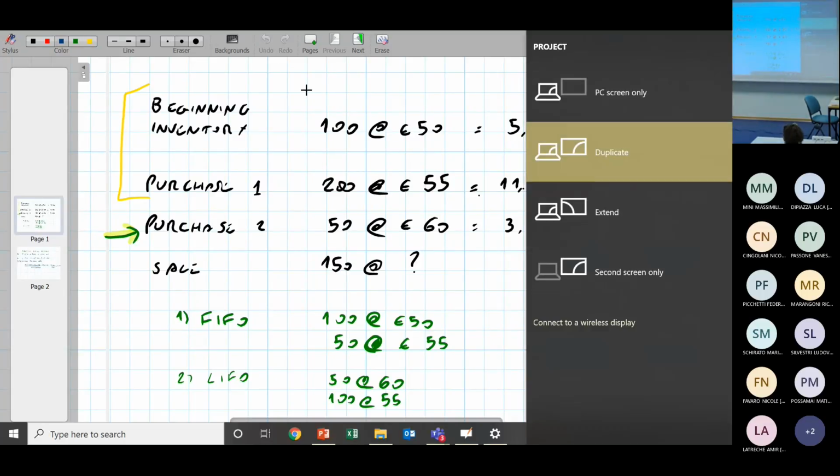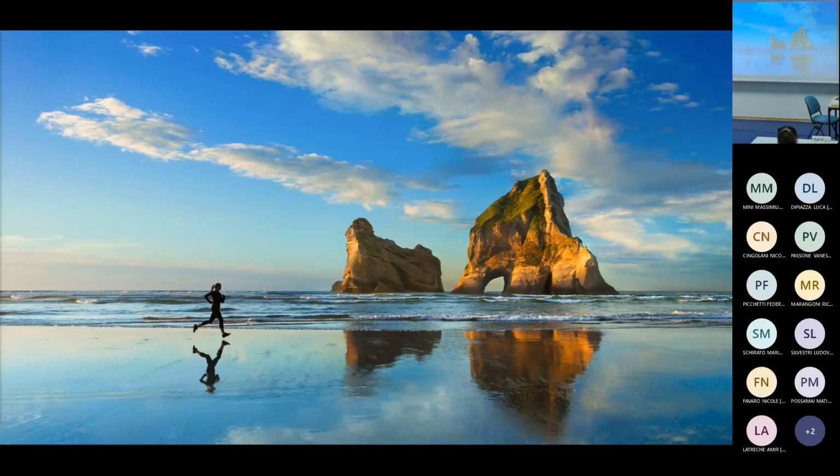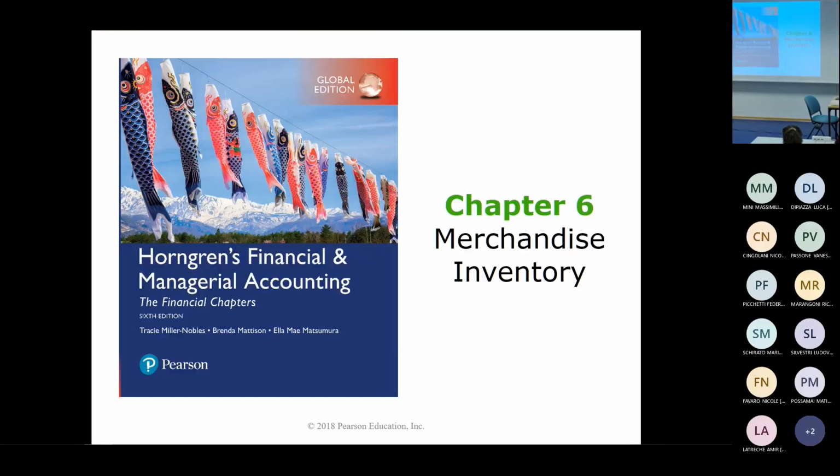All right, so let me now explain a bit better the effects of the different costing methods on the financial statements. We're now introducing a topic which is covered by Chapter 6 of your textbook. Just a second, let me make sure that everything is working. All right.